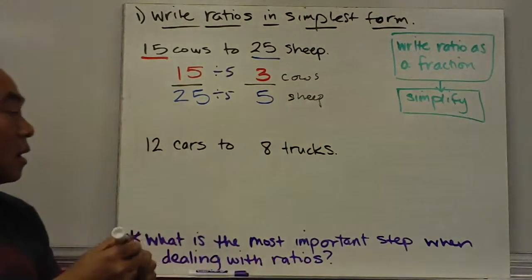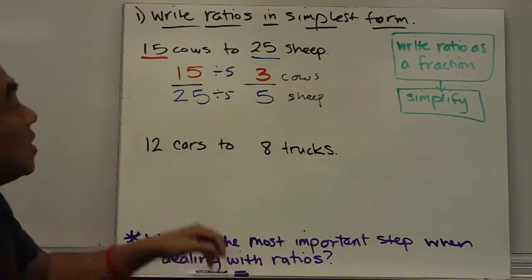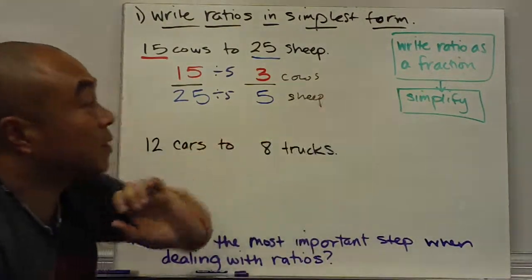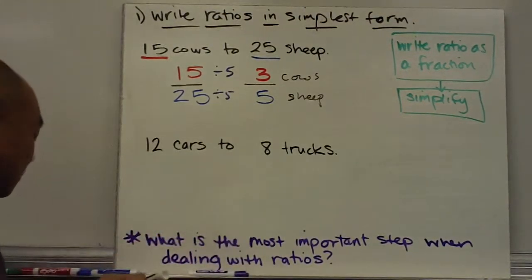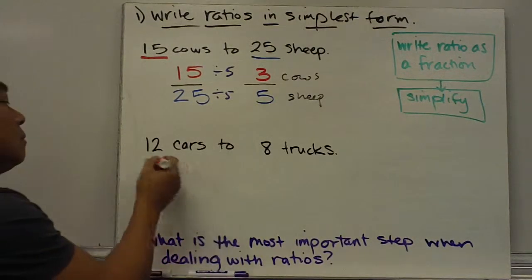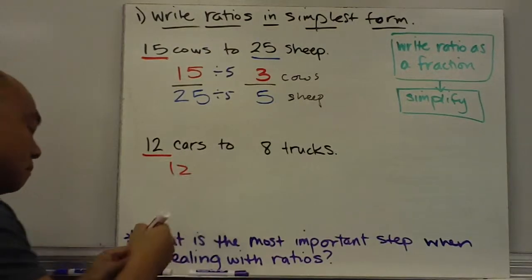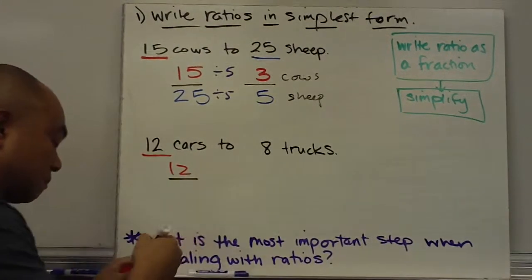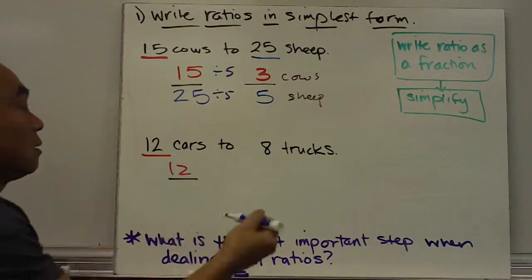Alright, let's go ahead and talk about cars and trucks. Let's do the same thing. We're going to do the first step, which is to write the ratio as a fraction. So I'm going to put 12 over 8.